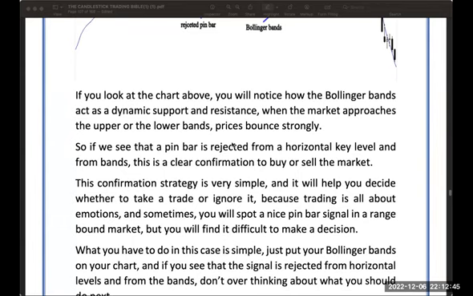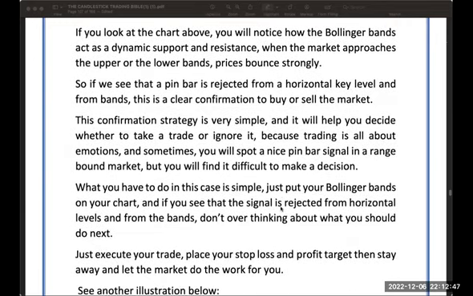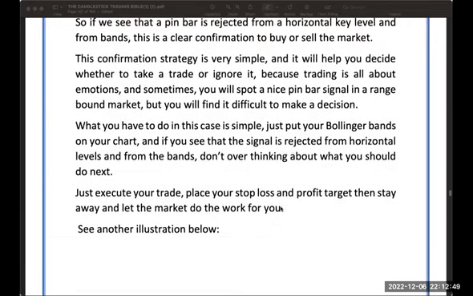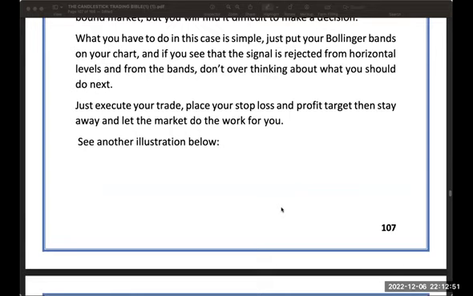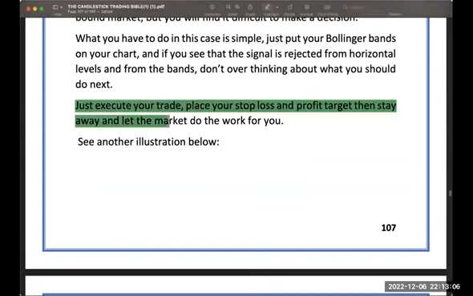What you have to do in this case is simple. Just put your Bollinger Bands on your chart, and if you see that the signal is rejected from the horizontal levels and from the bands, don't think about what you should do next. Just execute your trade, place your stop loss and profit target, then stay away, let the market do the work for you. This basically explains everything.